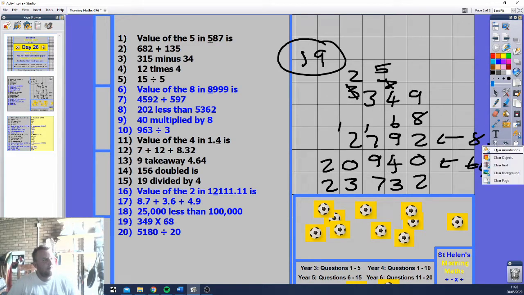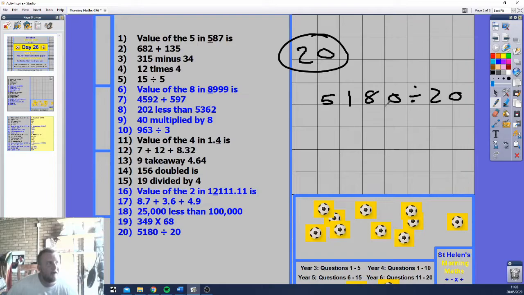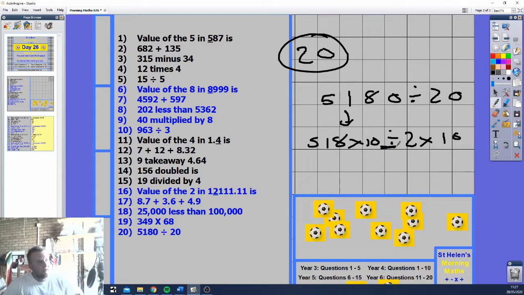Great. And finally, question 20. We've got 5, 8, 5, 1, 8, 0 divided by 20. I spoke about this question in the previous video. If I had to split this number up, I could split this into 518 times 10 divided by 2 times 10. As you can see, the 10s are split by a divide sign.